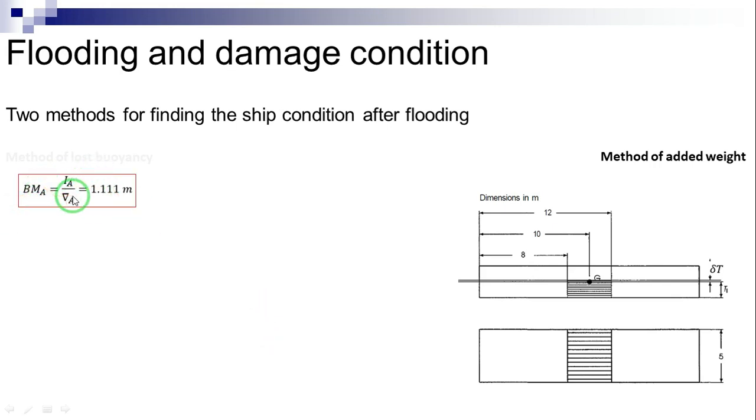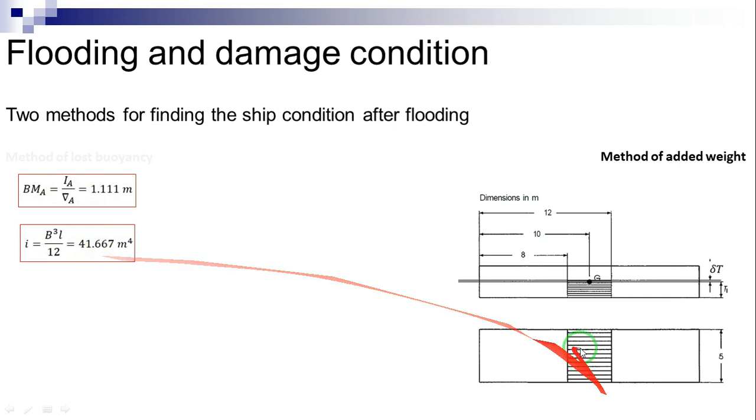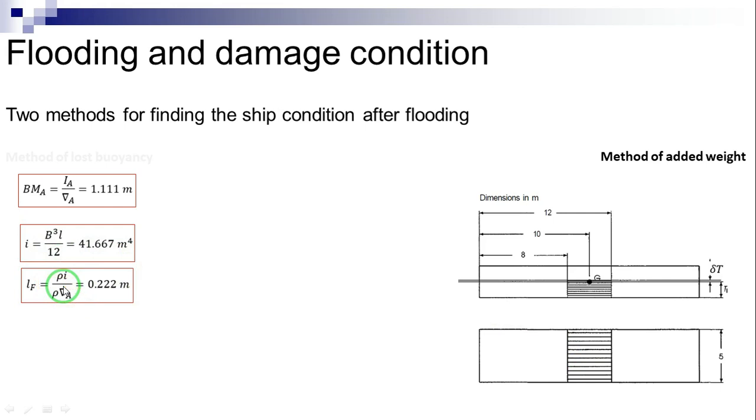In this method, the flooding water is considered as belonging to the displacement. Therefore, if there is a free surface, its effect must be calculated. The moment of inertia of the free surface in the flooded compartment equals this value, and the lever arm of the free surface effect is calculated using this equation.